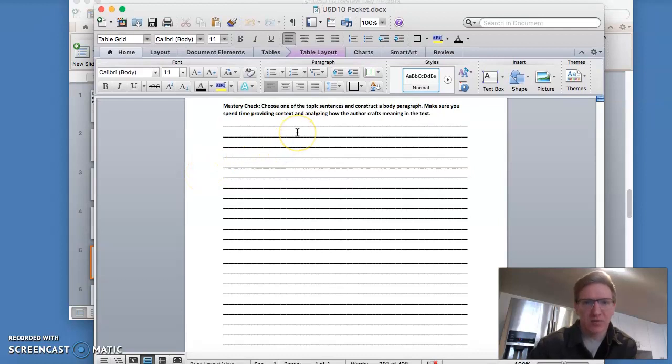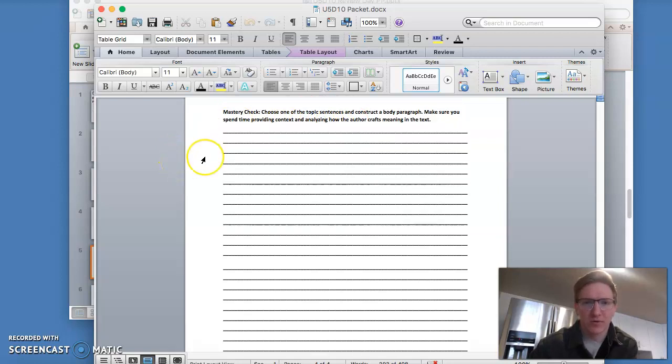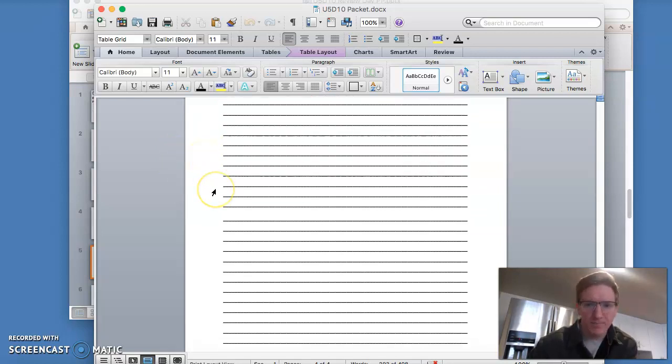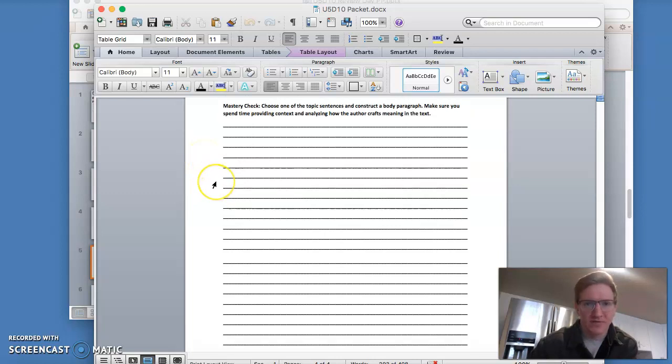And their mastery check was to choose one of their topic sentences from the outline and construct a body paragraph. It was really pushing them to push their analysis, because that's what they really struggled with on their last rhetorical analysis essay. So that's just an overview of a lesson I taught.